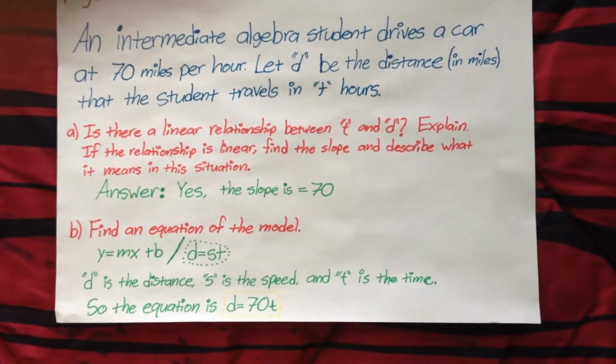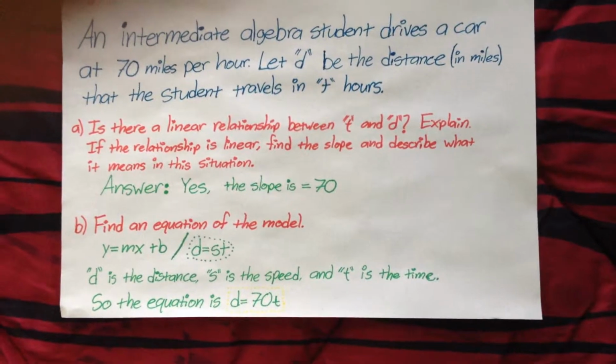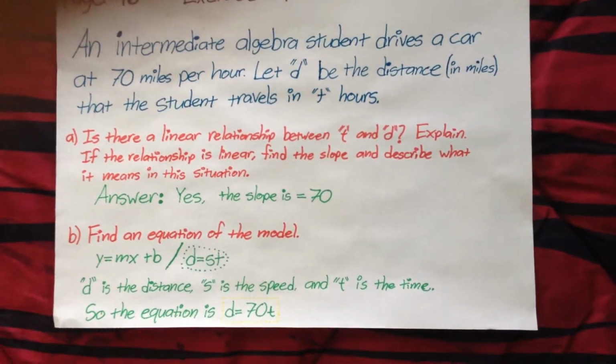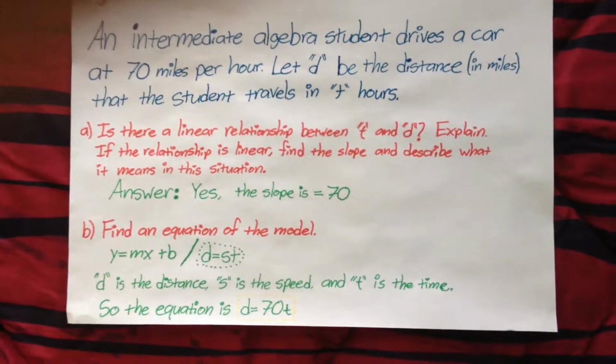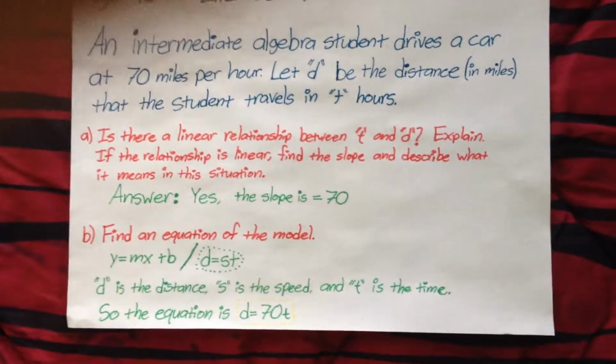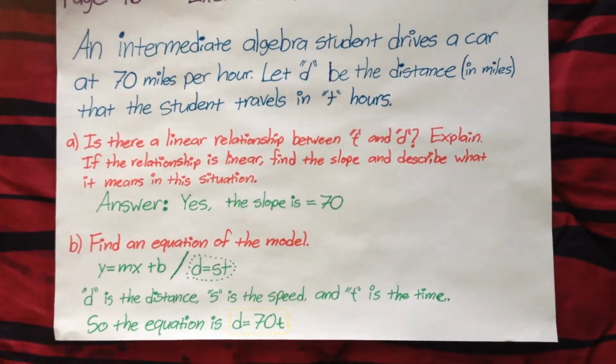I named there that d is the distance, s is the speed, and t is the time. So all we have to do is substitute s, which is the speed, or the slope, which is 70. So the equation will end up being d equals 70 times t.